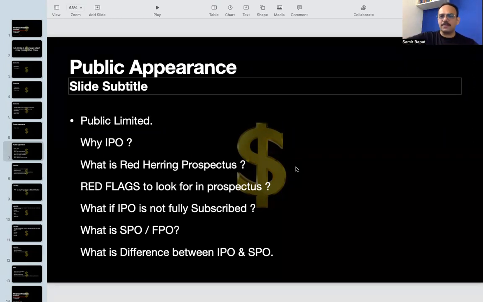SPO is a subsequent public offer. Once you have the IPO, after the IPO the company becomes a listed company. It is traded on the exchange. After it is listed, the company thinks, okay, let's have one more public offer, let's give more shares to the public, let's collect more money. So the SPO will come.